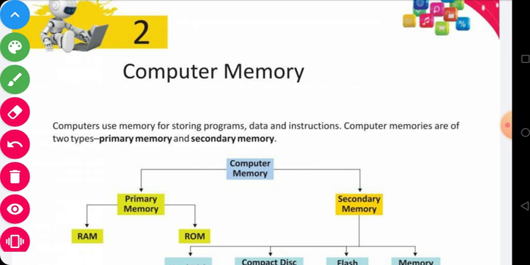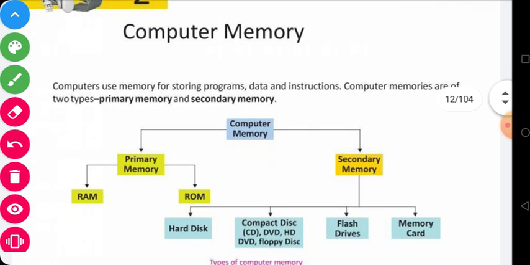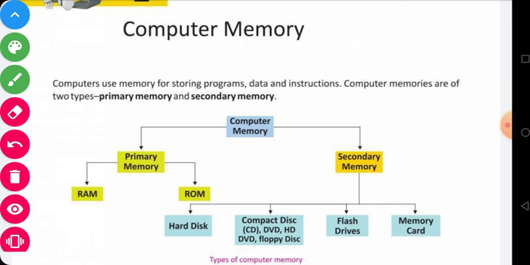Computers use memory for storing programs, data, and instructions. Generally, why do we use computer memory? Because the computer does not have self memory. That is why we require a set of hardware or software which stores programs and sets of instructions, so that whenever the computer is required to process certain types of instructions, it will be easy for it to process the required information. That's why we require computer memory.